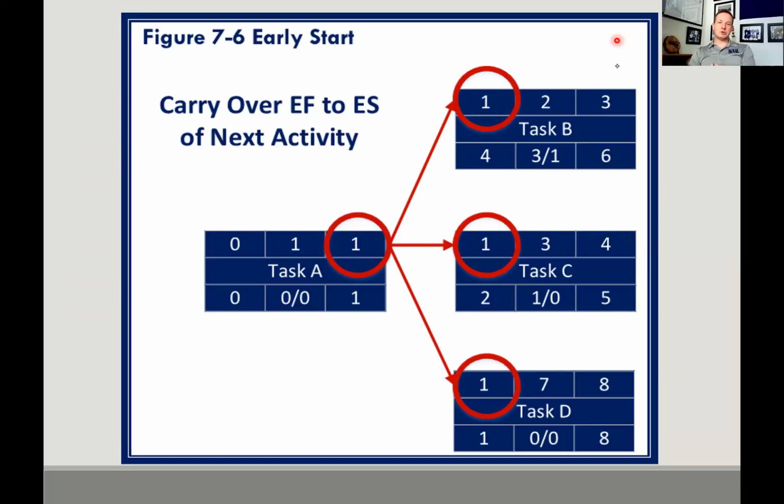The first thing I want to do is go over the forward pass with you. And that's where we use our early start and our early finish date. Now, the way we do this is by taking our very first number, which will always be 0, and we add our duration to get our early finish. So 0 plus 1 is 1. We're going to carry that 1. We're going to carry the early finish to all of the connected early starts. So 1, 1, and 1.